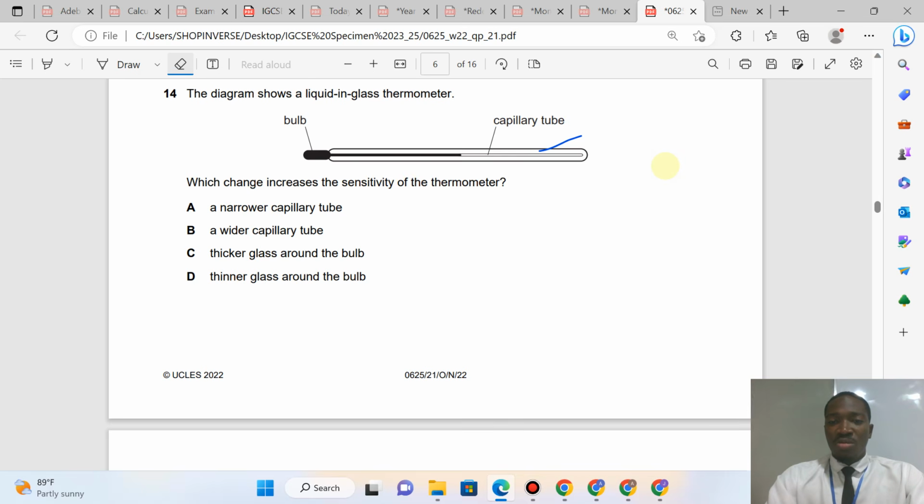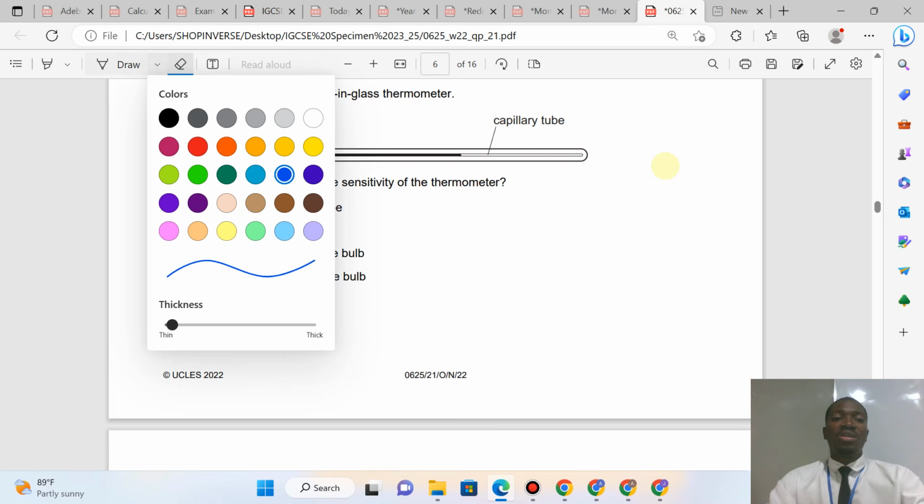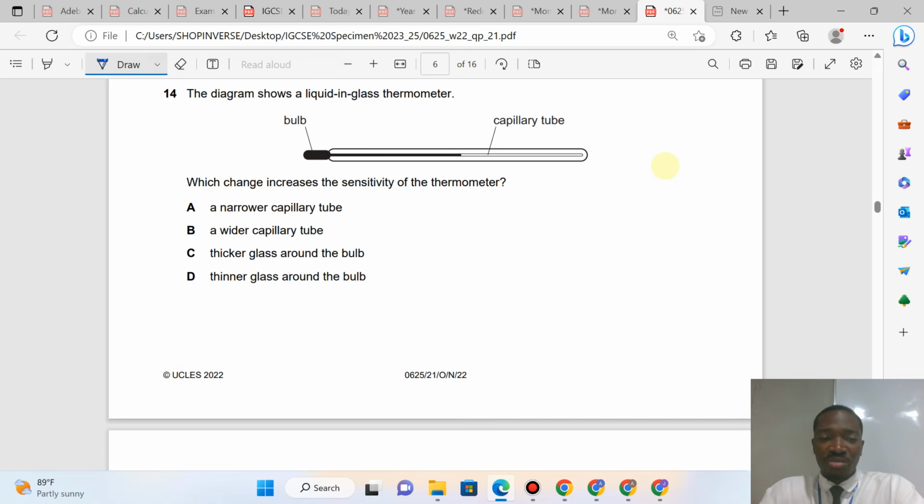So it is accommodating much liquid, but when the tube is narrow, it won't be able to accommodate much change in temperature. Any little change in temperature causes the level of liquid to rise. So thinner glass around the bulb increases the sensitivity in a narrow capillary tube. Question 14. Narrow tube, option A.